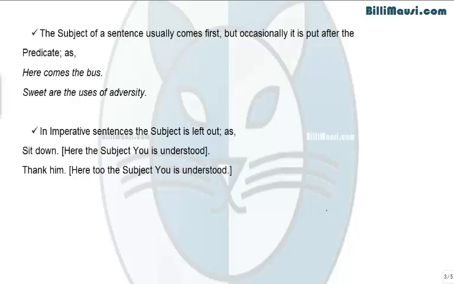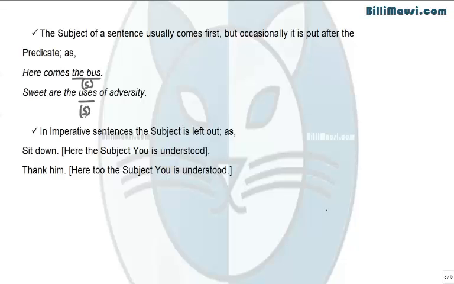A few additional pieces of information about the subject. The subject of a sentence usually comes first, but not always. Occasionally it is put after the predicate. Let's see an example related to this. Here comes the bus. So what is the subject here? The bus is the subject. Sweet are the uses of adversity. What is the subject here? Uses.